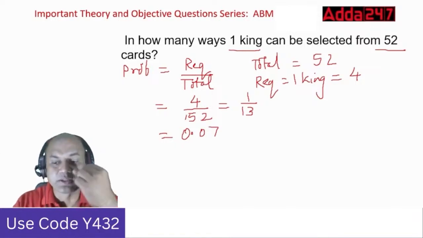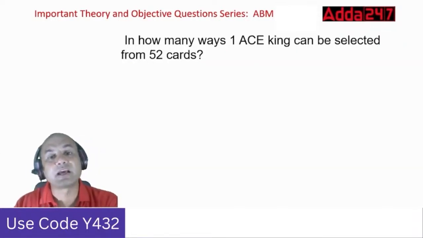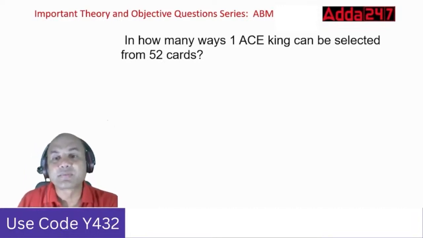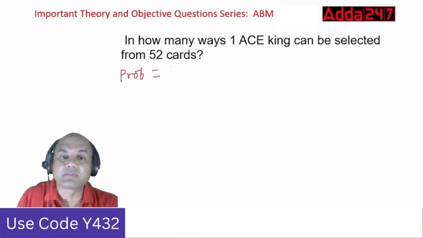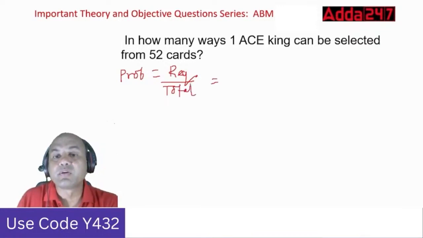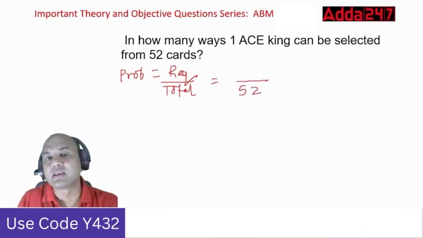Okay. Next one. In how many ways can one ace king be selected from 52 cards? Means one ace king to be selected from 52 cards. So again, probability equals required upon total, right? What is required now? One ace king. And what is total? Total is 52 cards. How many ace kings are there in the pack of 52?